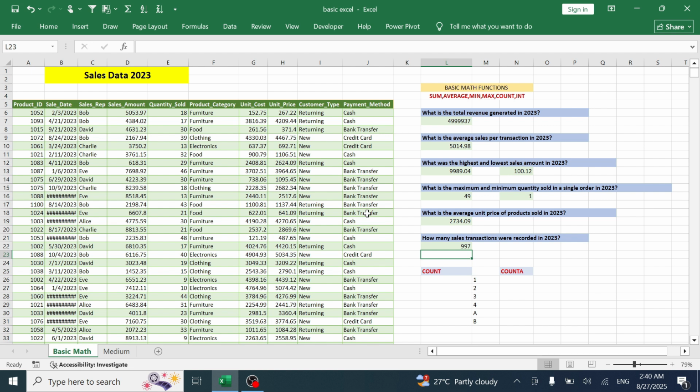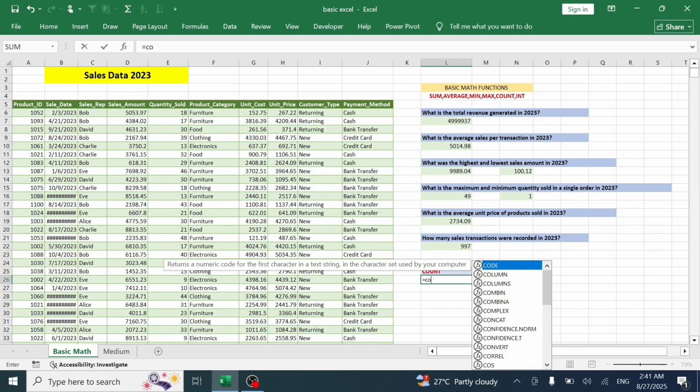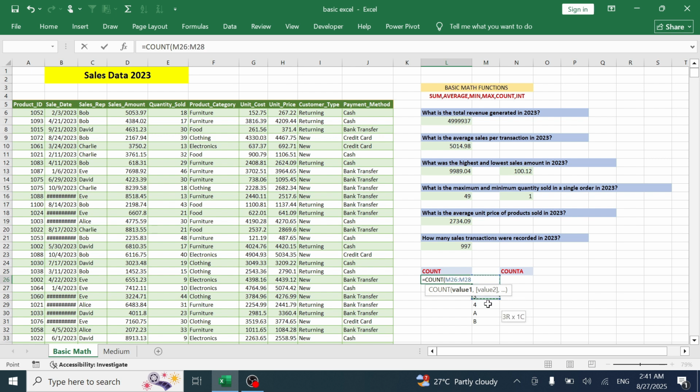One more thing I need to tell you, we have two functions, count and counta. What is the difference between them? Count works only on numbers in a given range. It counts only numbers. And counta counts both numbers and text in a given range. Let me show you practically. For count, we select this range, then close the bracket. Here you can see the answer is 4. It will only count 4 cells because only 4 cells contain numbers.